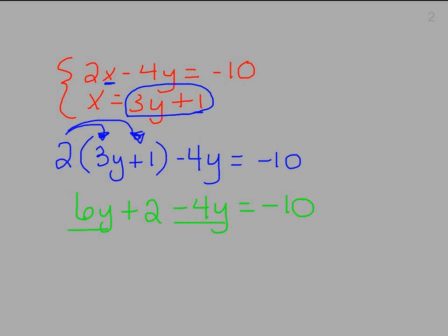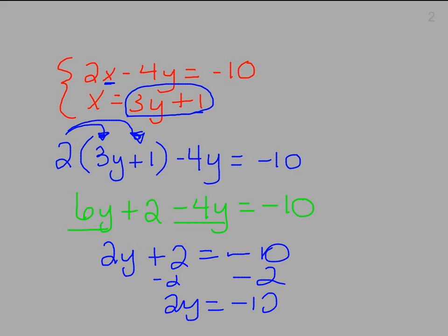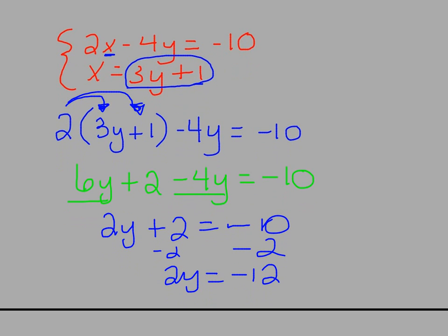Okay, so 6y minus 4y is 2y. So I'm going to write 2y plus 2 equals negative 10. Then I'll subtract 2 from both sides, and I end up with 2y equals negative 12. If I divide both sides by 2, I will now have y equals negative 6. So this time I know what y equals. Y equals negative 6. So I'm going to come back and I can put it in either one of these equations, but I'm going to choose the bottom one since I've already got the x by itself on one side.